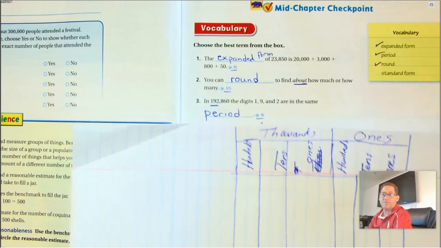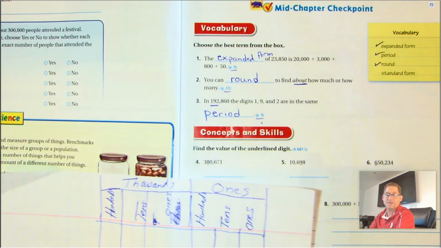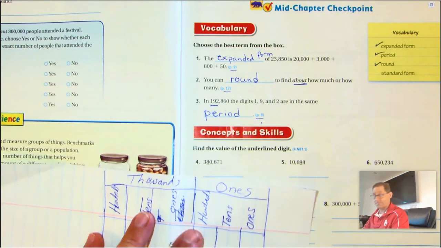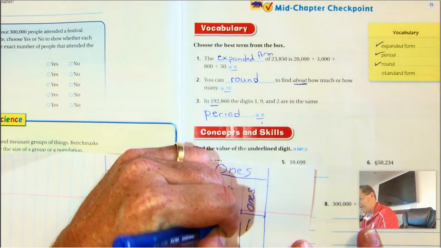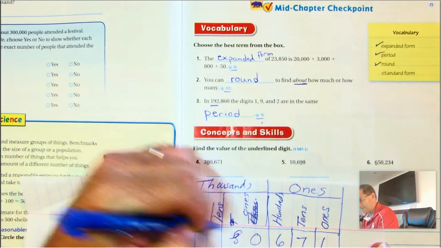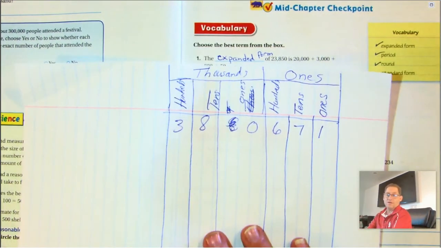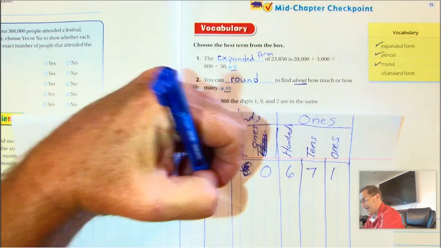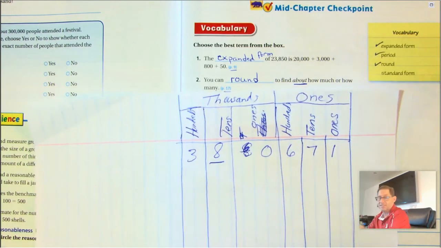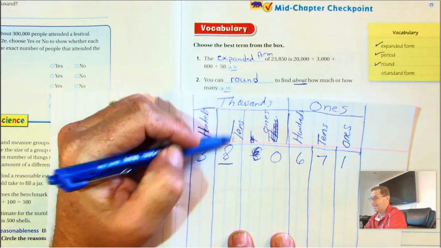All right, so we go to our first number in number 4, and we're going to write that number from right to left in the right place value positions. So I'm going to write 1, 7, 6, 0, 8, 3. So that was our number, and the 8 was underlined. And it says, what is the value of the underlined digit? So the 8 is in the ten thousands. So 80,000.